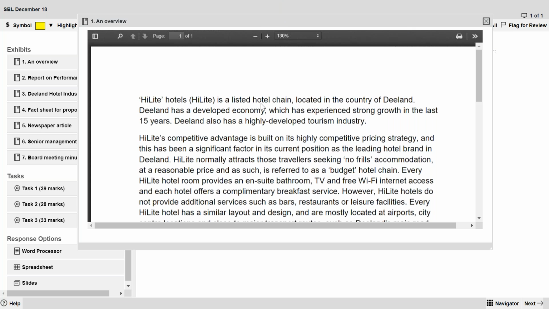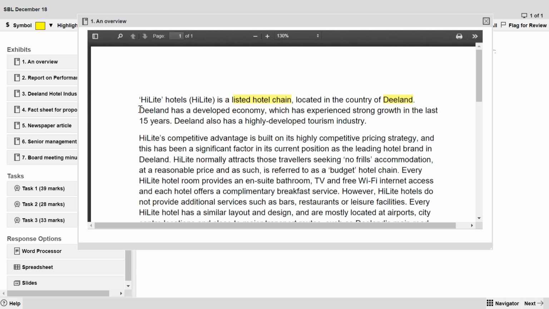So Highlight Hotel is a listed hotel chain located in the country of D-Land. So it's a listed company. Okay, you will remember this. And it is located in D-Land. So now listed is an important information because I will use it under acceptability. You remember? Acceptability, we need to talk about shareholders' acceptance. So it depends whether it's a family-owned business or a listed company. So in this case, it's a listed company.